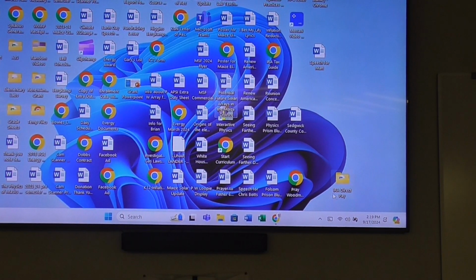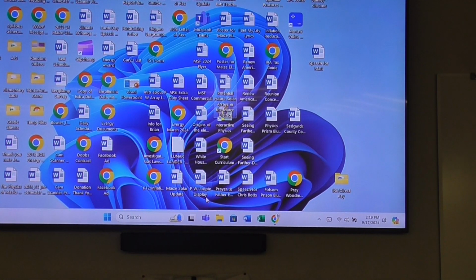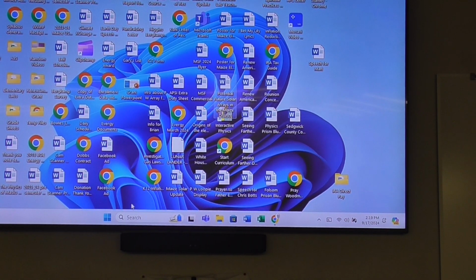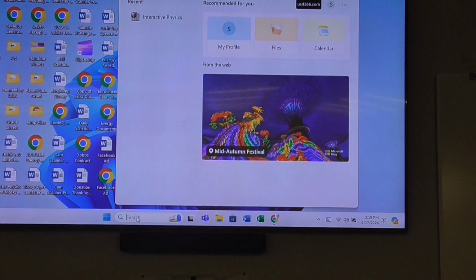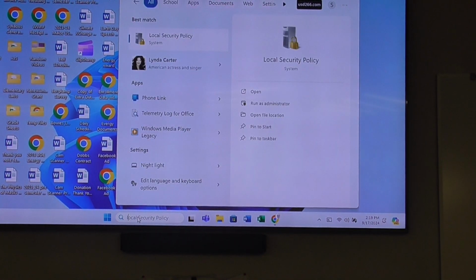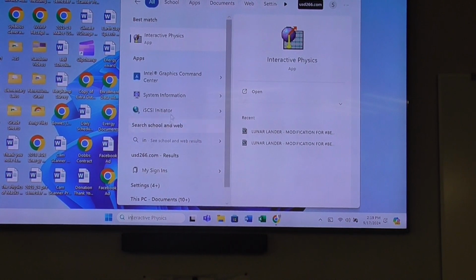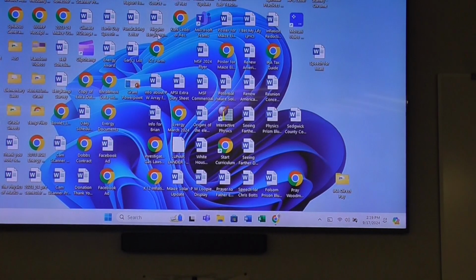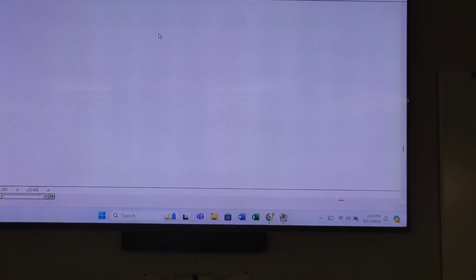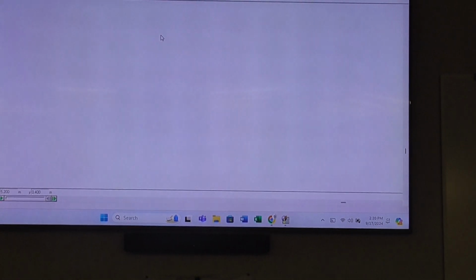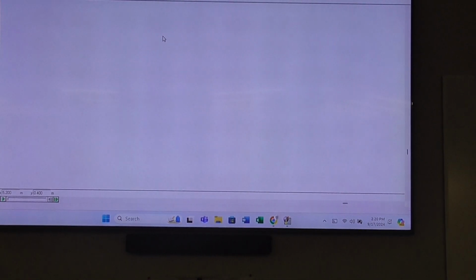What you guys are going to do is use a program, and you're going to have to search for it. This only exists on the laptops, but what you're going to search for is a program called Interactive Physics 2000. Now, these only exist on laptops. They do not exist on the internet. This program only exists on these laptops.